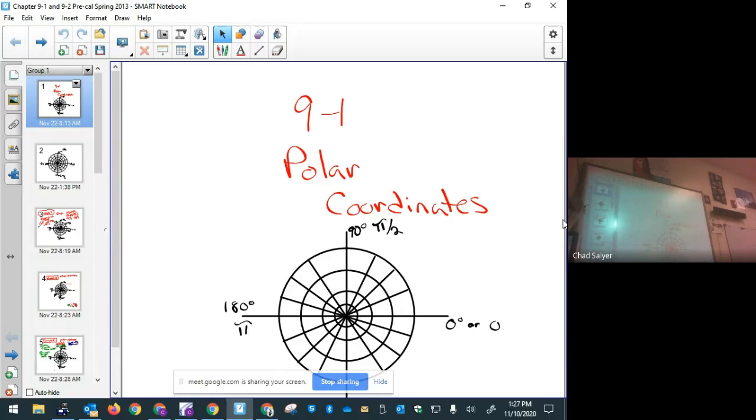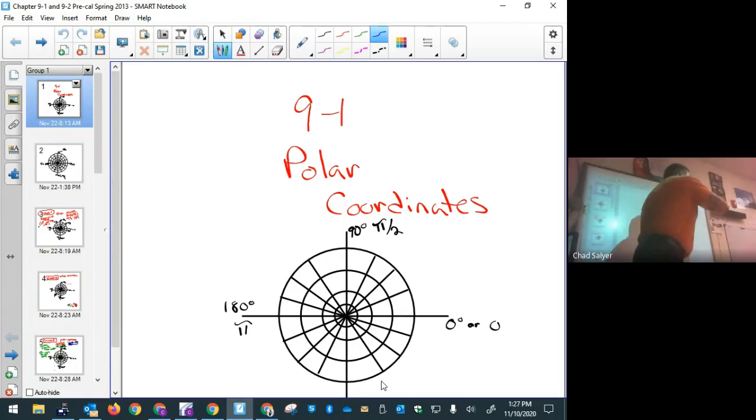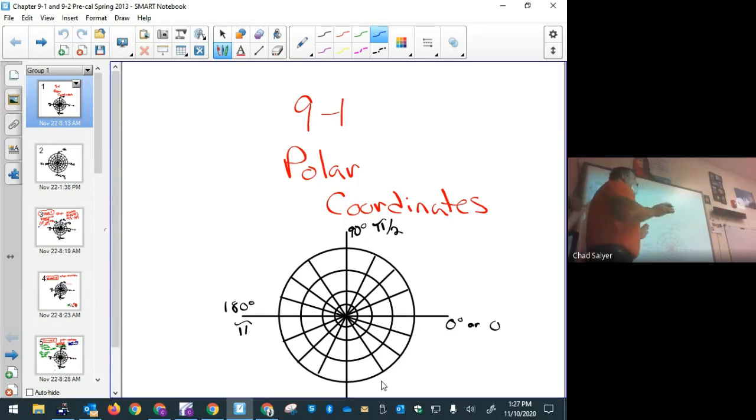Okay, polar coordinates. So this is a different way to represent a coordinate plane. You know a rectangular coordinate plane, right? Where you have so many x units, and that's right or left, depending on if it's positive or negative. And you have so many y units, and that's up or down, depending on whether it's positive or negative. Polar coordinates work very differently. With polar coordinates, you've got two values.